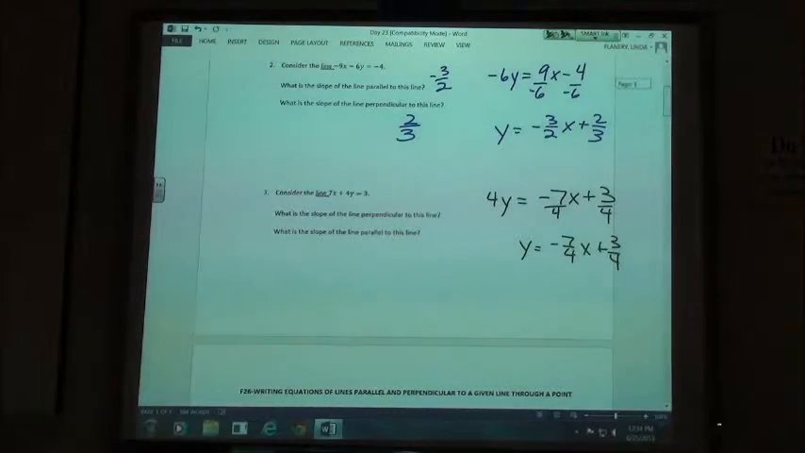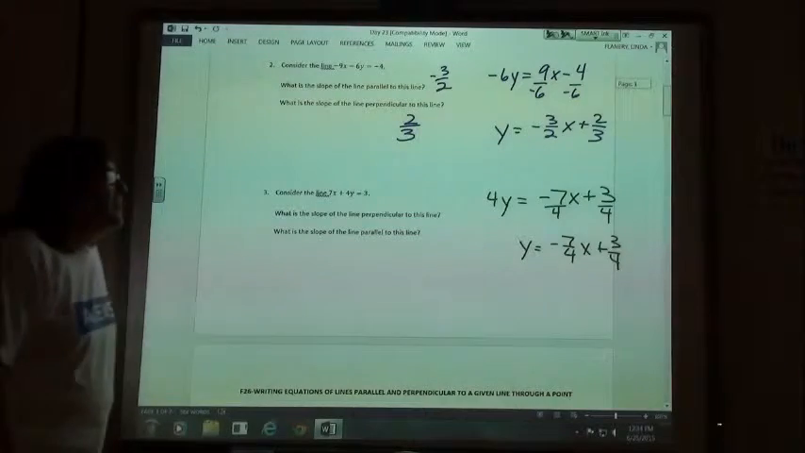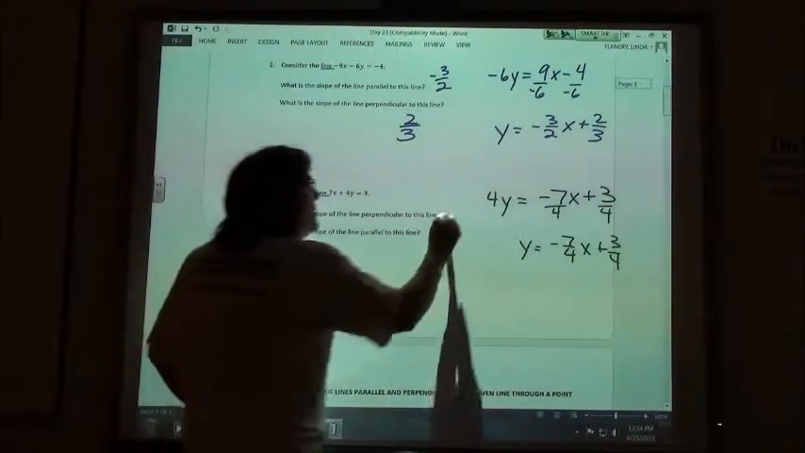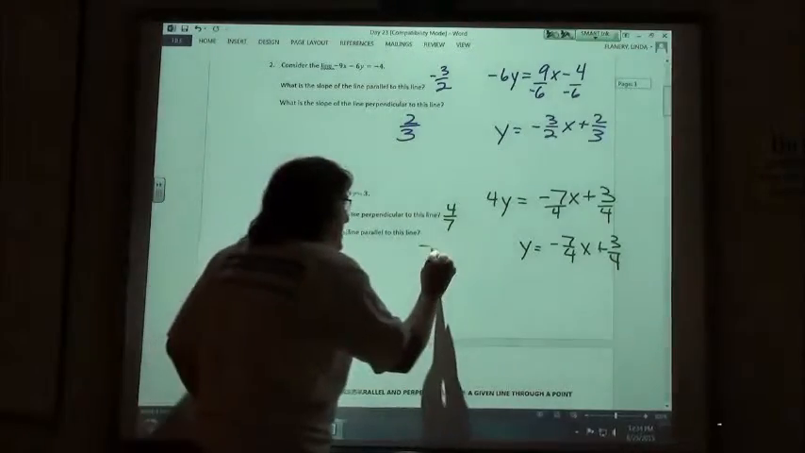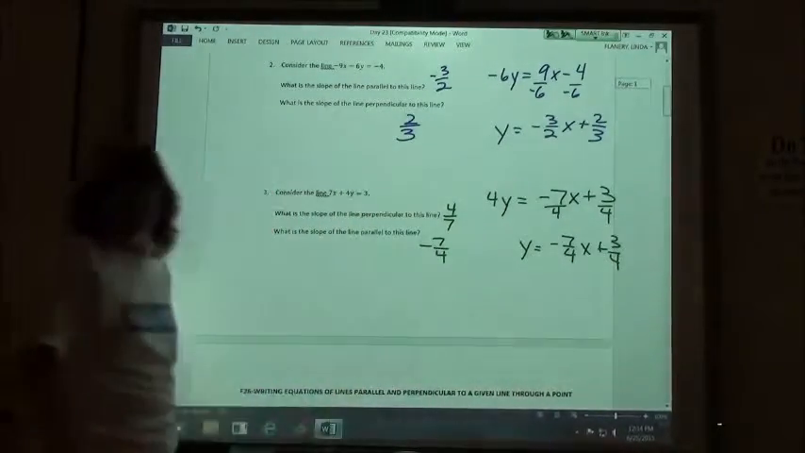So this one asks for the perpendicular line first, or the perpendicular slope first. It would be positive 4/7 because the parallel one is our -7/4, right?